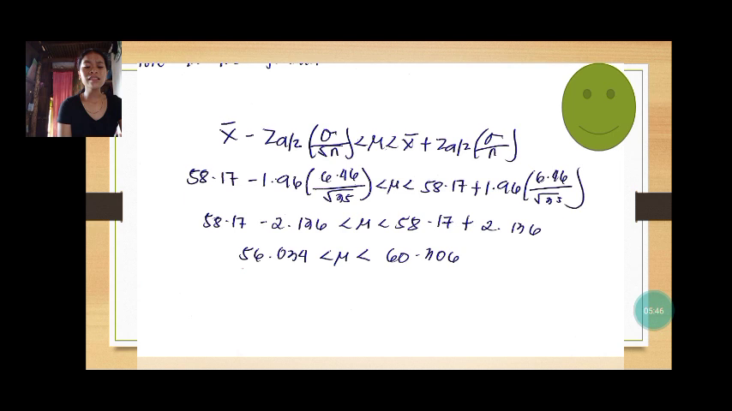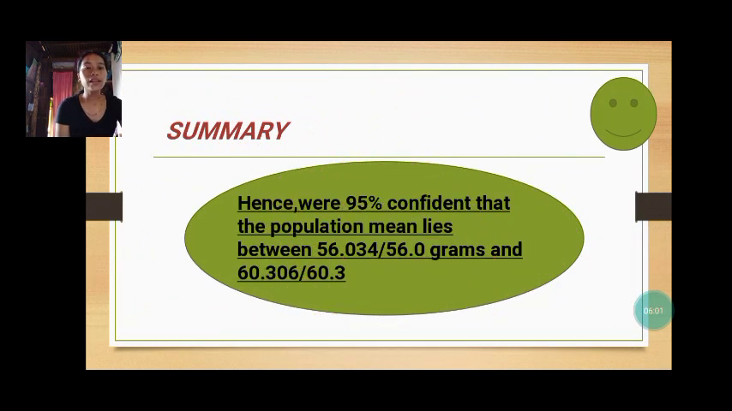So according to our answers, it tells us that mu is between 56.0 grams and 60.3 grams. It is important to summarize the solution. So to summarize the solution, we're 95% confident that the population mean lies between 56.0 grams and 60.3 grams.